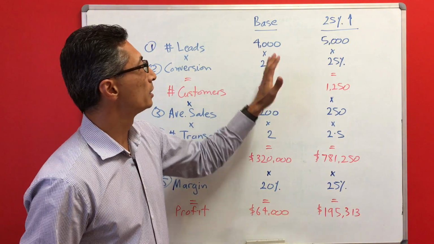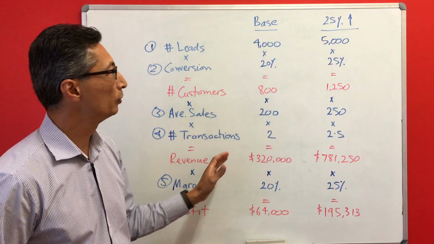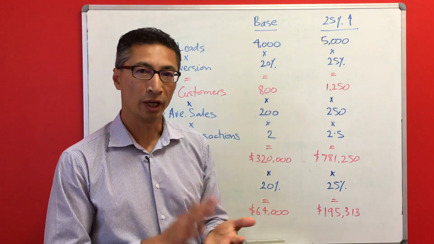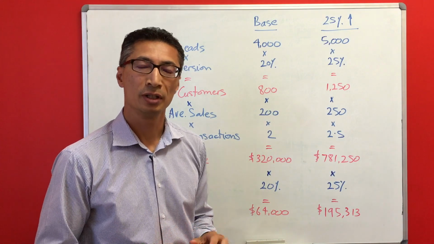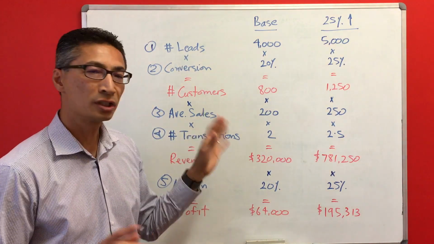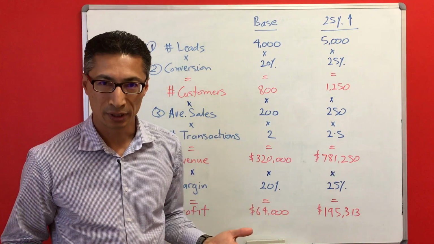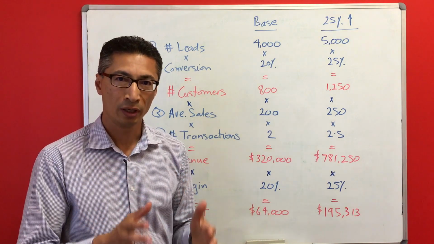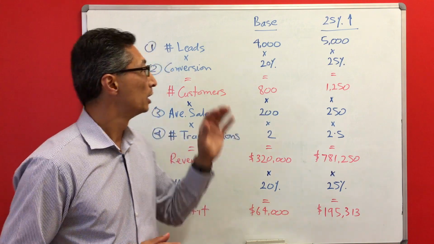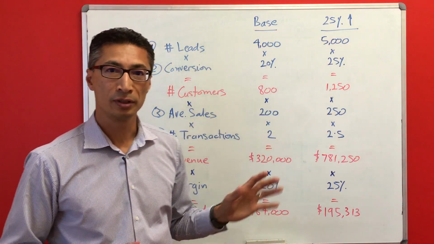What I've done is taken this base case, which we've just been through, and increased the blue items, these 5 areas, by 25% each. It's not a big increase, and it's not something we would expect you to do in 6 months. It's something which we work towards every quarter. We focus on helping our clients improve some of these 5 areas by a small percentage.